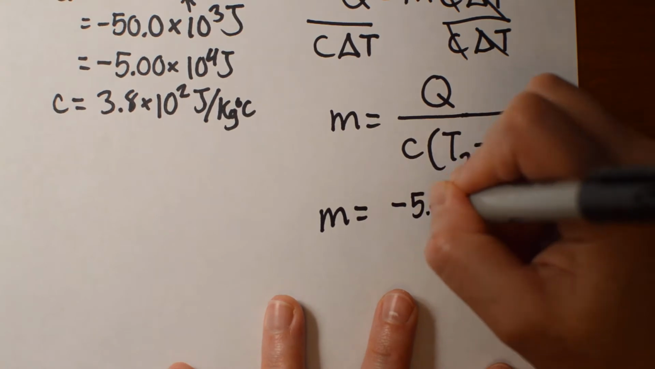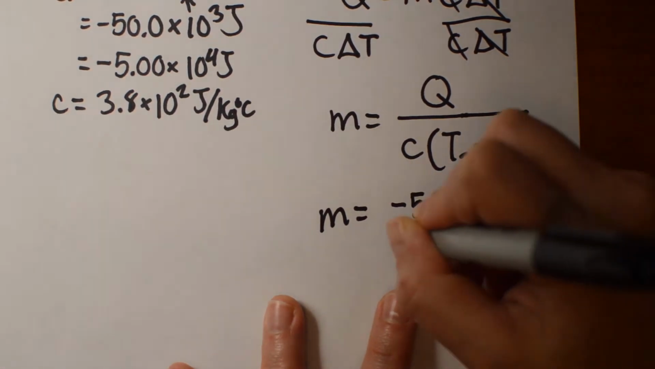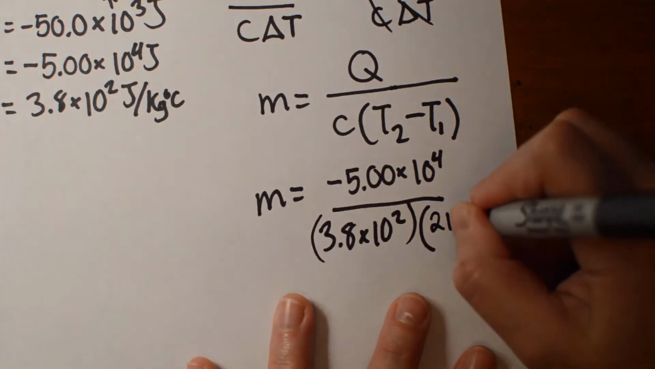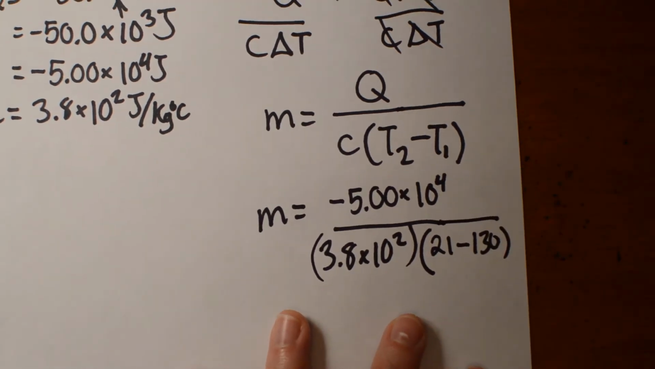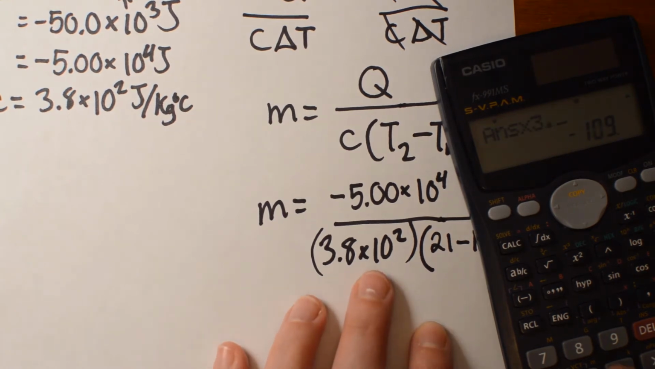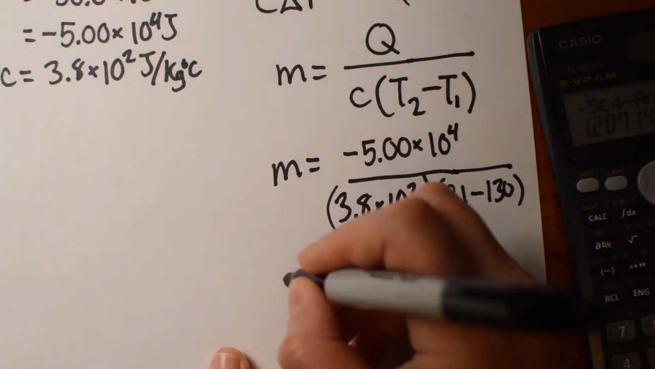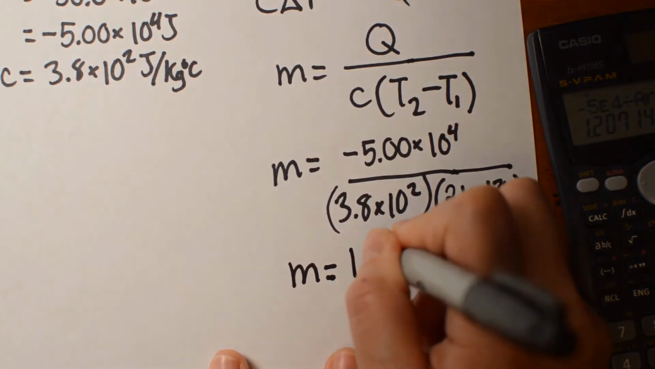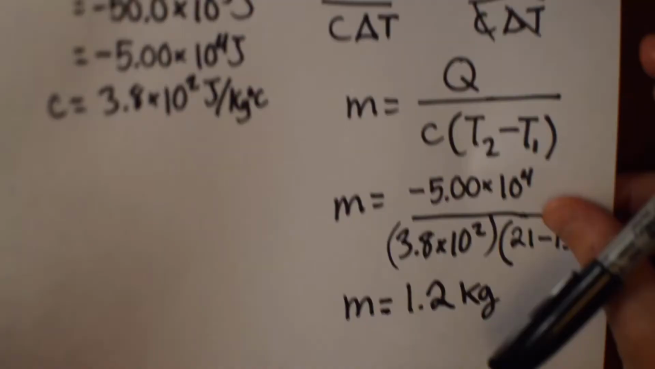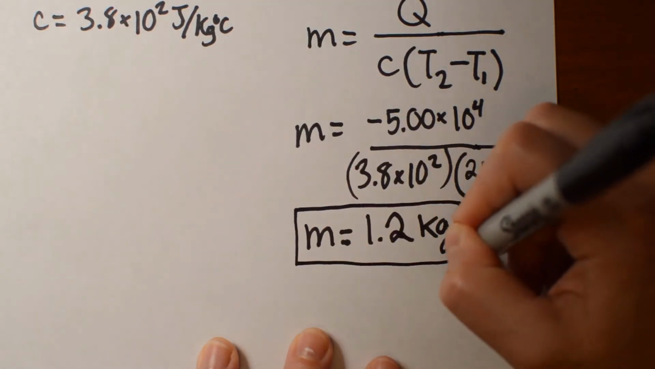So Q is negative 5 times 10 to the 4. C is 3.8 times 10 to the 2. T2 was 21. T1 is 130. And then we'll just plug it all into our calculator. So 21 minus 130, times 3.8 times 10 to the 2, and then negative 5 times 10 to the 4 divided by that. That gives me 1.2. So the mass of the copper pot must have been 1.2 kilograms, and it looks like I have two significant figures because my heat capacity has two sig figs there. So that's my smallest number of sig figs. There's the mass.